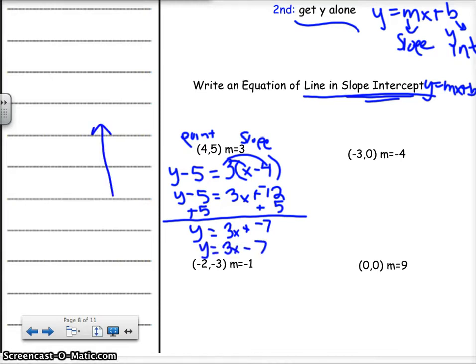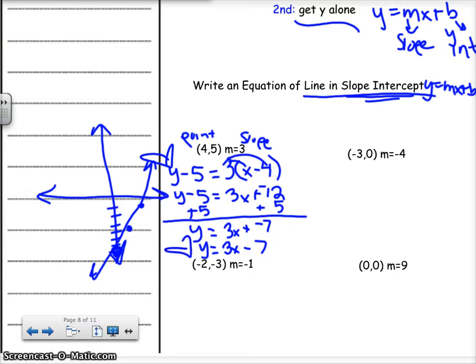What that means is I can graph it like this now. I could have my y-intercept at 1, 2, 3, 4, 5, 6, at negative 7, and then I go up 3, 1, 2, 3, over 1, up 3, over 1, and graph my equation. Graph my line. So notice what I did. I plugged it in point slope first. Then I got y alone. All this math is getting y alone. That's all it is. Get y alone.